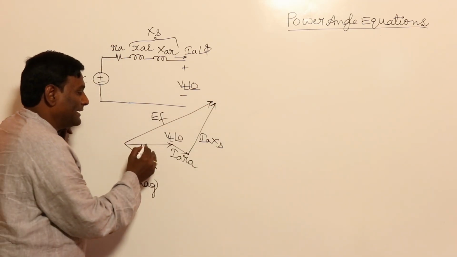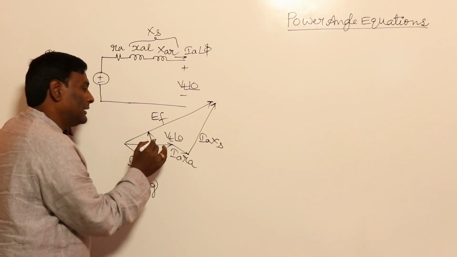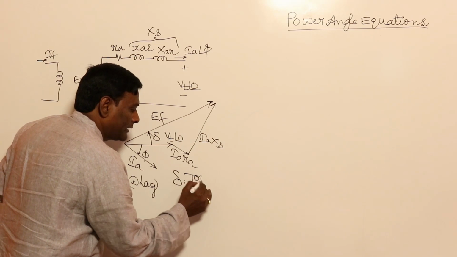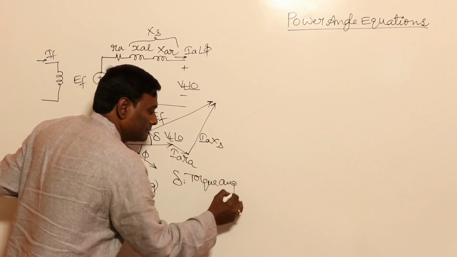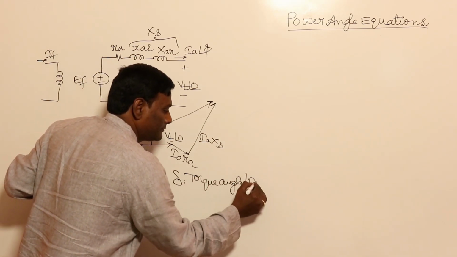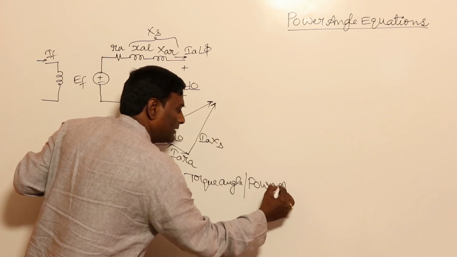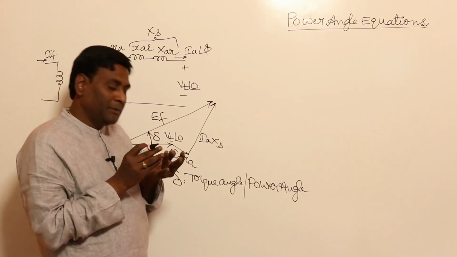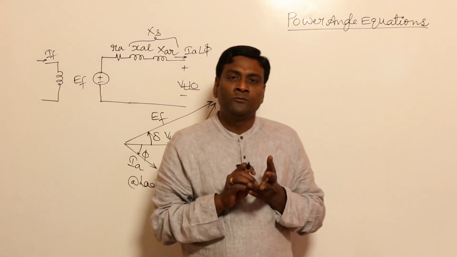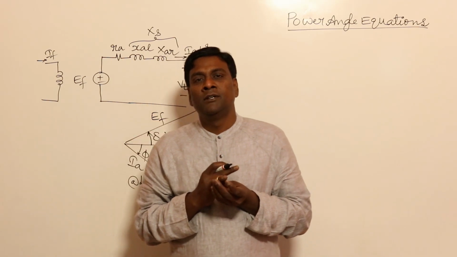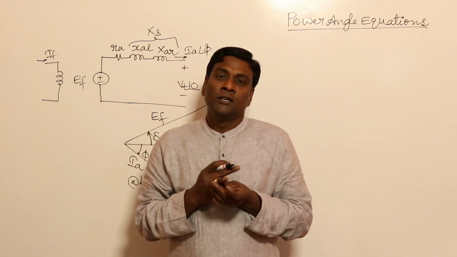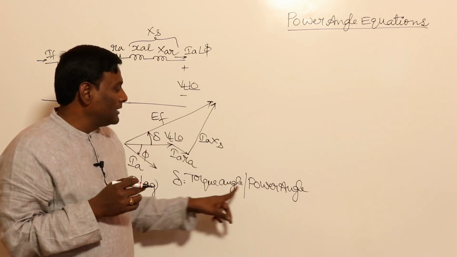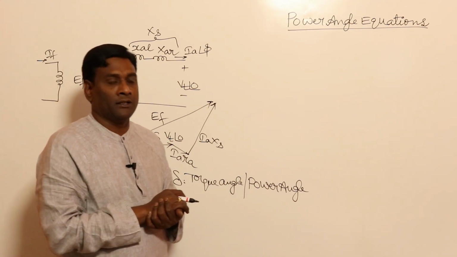This angle, from VT to EF, is called delta. That delta is going to be the torque angle or power angle. Why are torque angle and power angle the same in a synchronous machine only? Because a synchronous machine rotates at constant speed. What is power? Torque multiplied by speed. If speed is constant, then depending upon the torque only, power also will be there. So torque angle and power angle will be the same only in a synchronous machine.